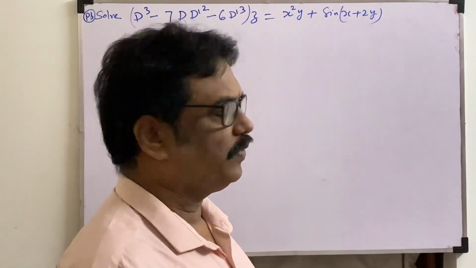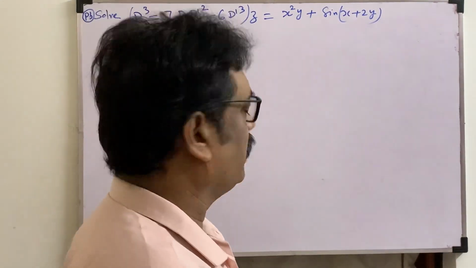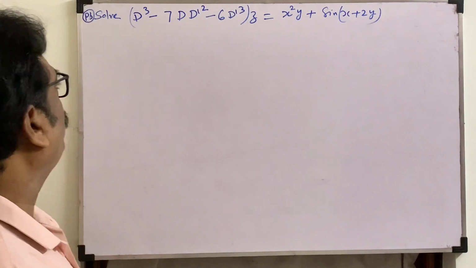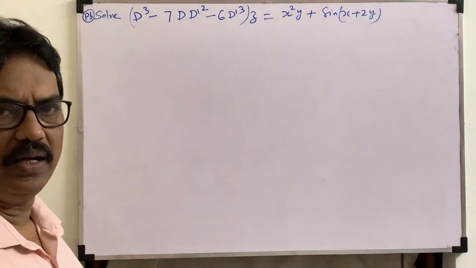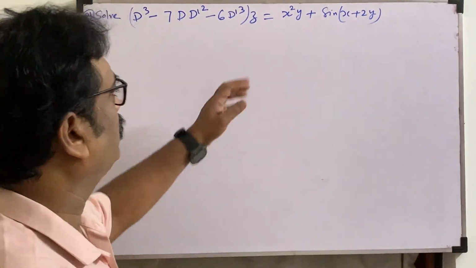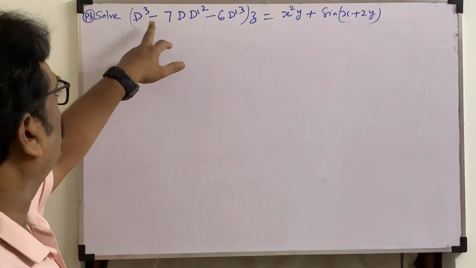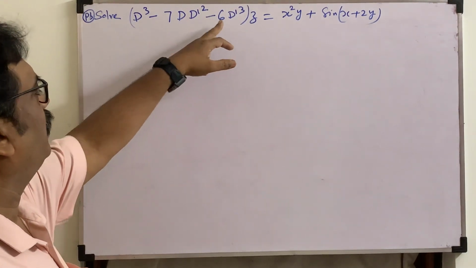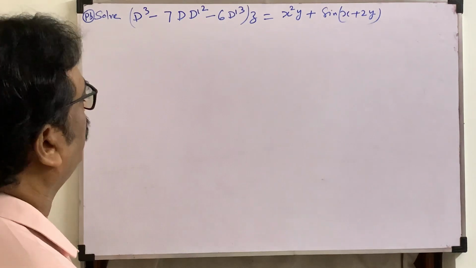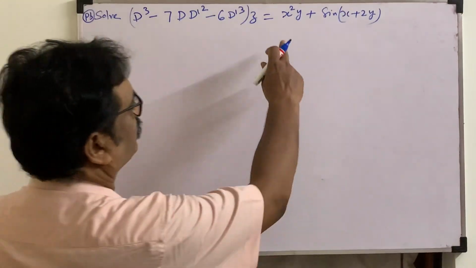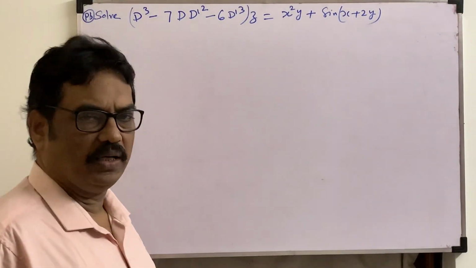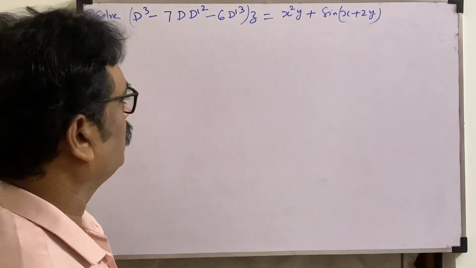Today we brought for you another problem for the linear partial differential equation. Today's problem combines algebraic and trigonometric expressions. The problem is (D cube minus 7DD dash square minus 6D dash cube) z equals x square y plus sin(x plus 2y). They are asking us to solve this question.